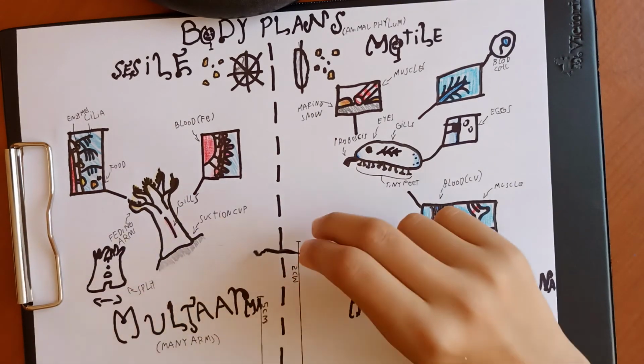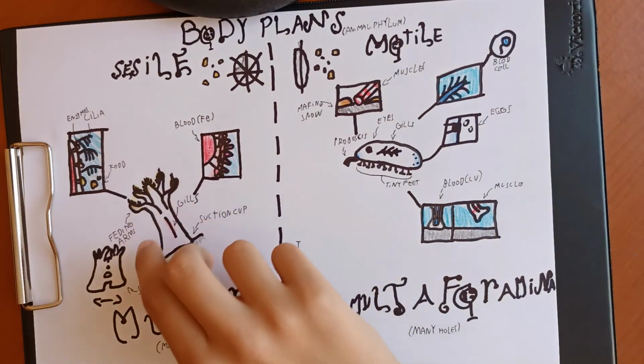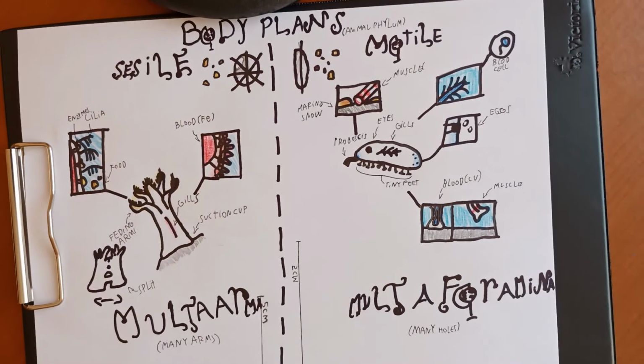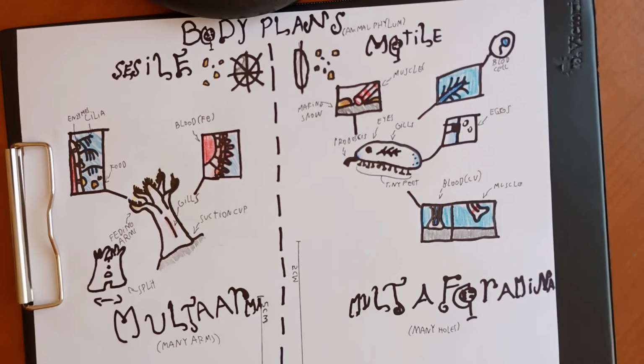They reproduce by splitting, like some polyps do today, or soft corals, and they have a suction pad which makes it stuck to the substrate, so it doesn't get moved by ocean currents.